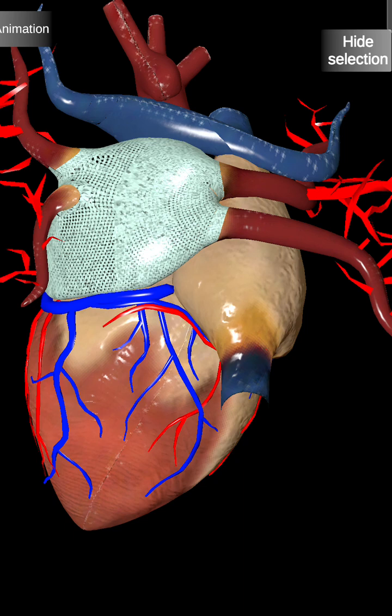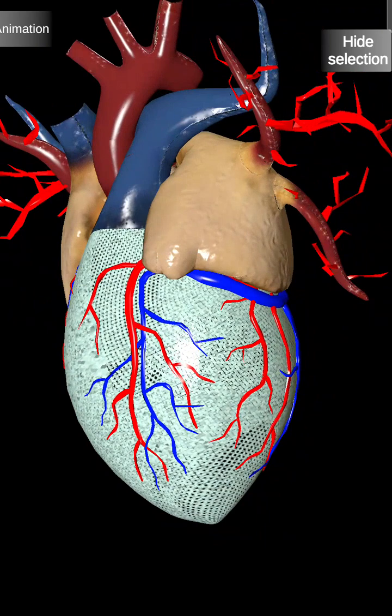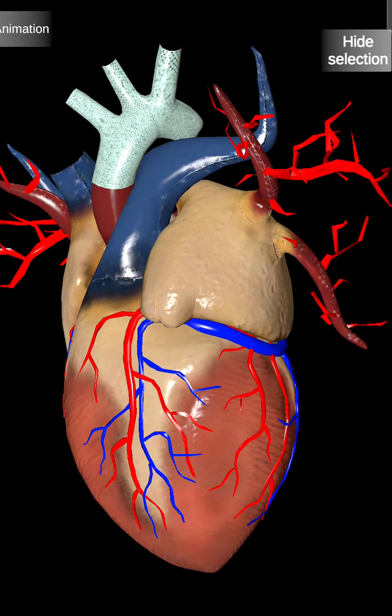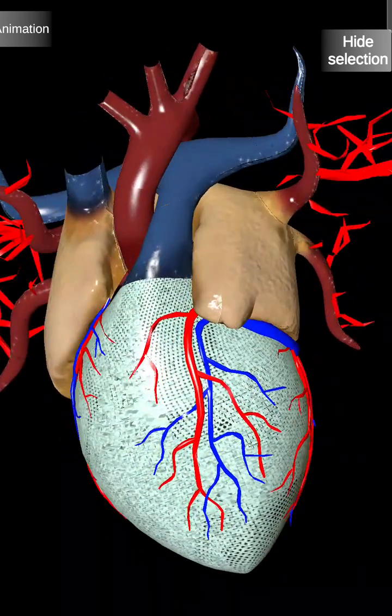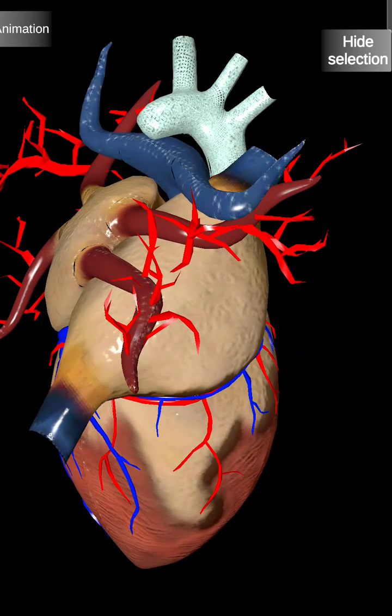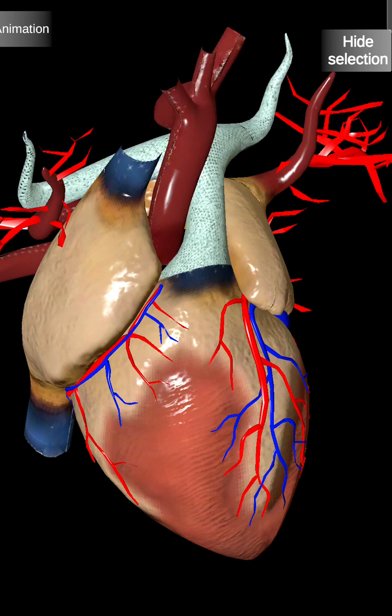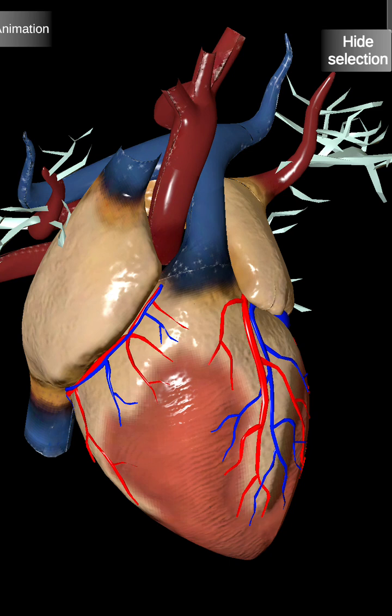So here we go. Let us look at our valves. This is the surface of the heart and this is the aortic arc. This is where the aorta is, and the function of the aorta is to pump blood away from the heart to the rest of the body. And this is the pulmonary artery. The pulmonary artery carries deoxygenated blood from the right ventricle to the lungs.